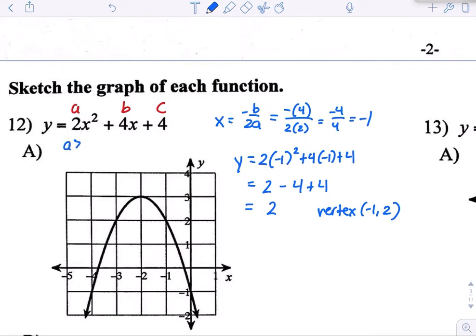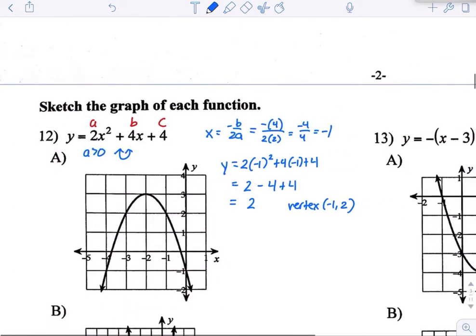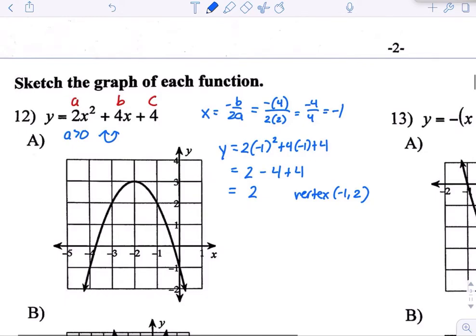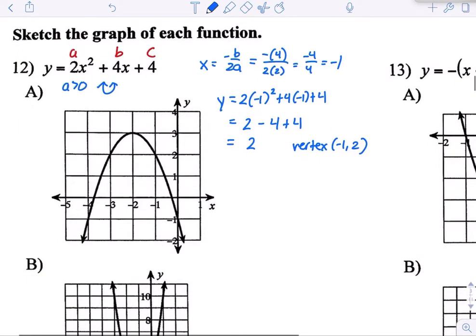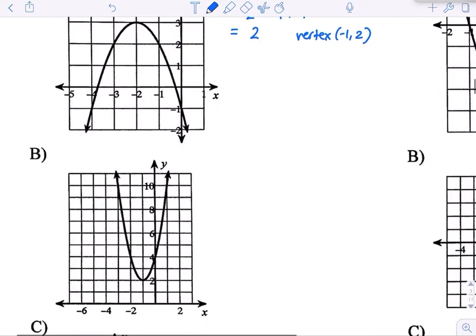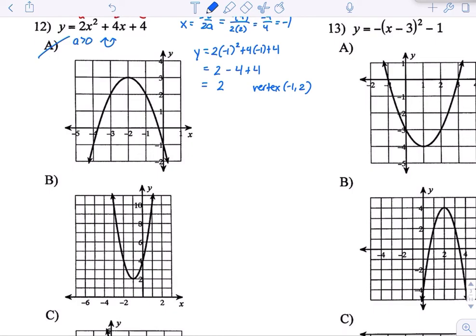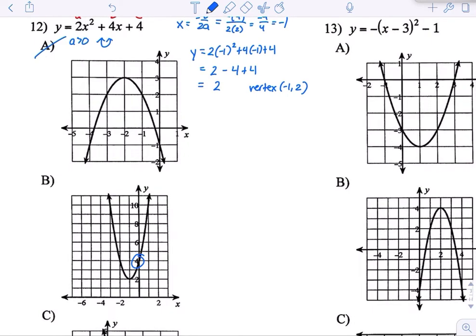So if a is positive, that means it's going to open up. Smiley face. Okay, it's going to give you a smiley face. So let's look for a graph that has a smiley face and has a vertex at negative 1, 2. It doesn't look like it's A, and it looks to be B. And you guys see that it has a vertex at 4. This one also has a vertex. Not a vertex, sorry. Y-intercept at 4. B.